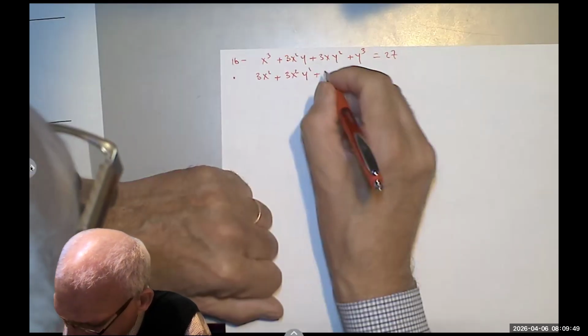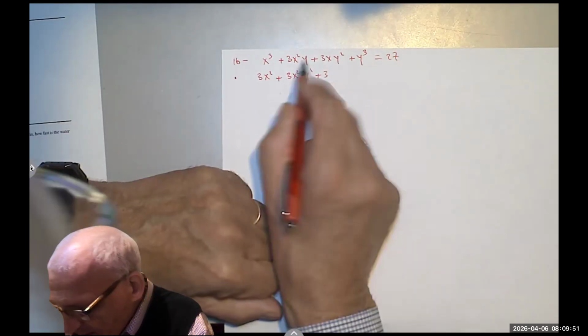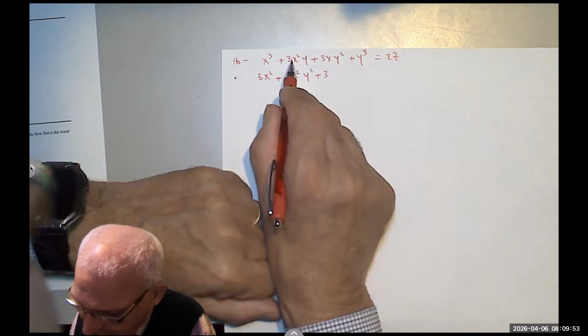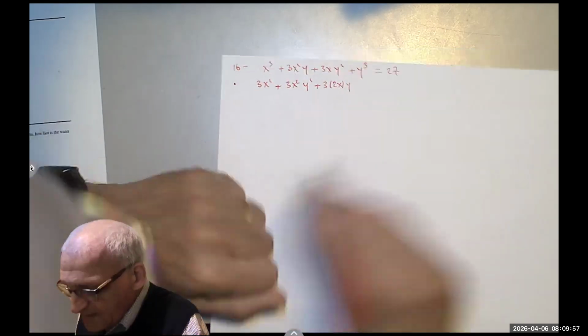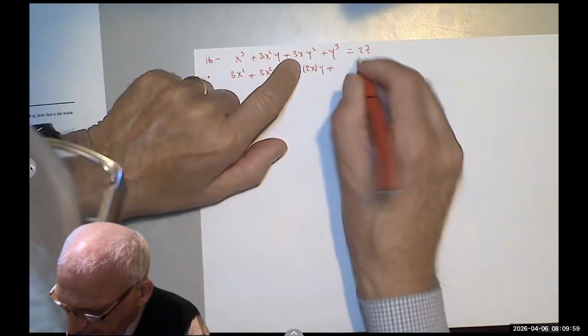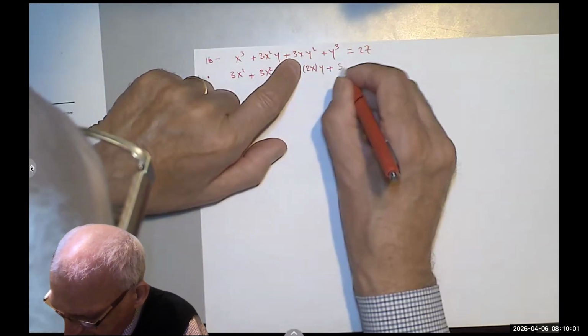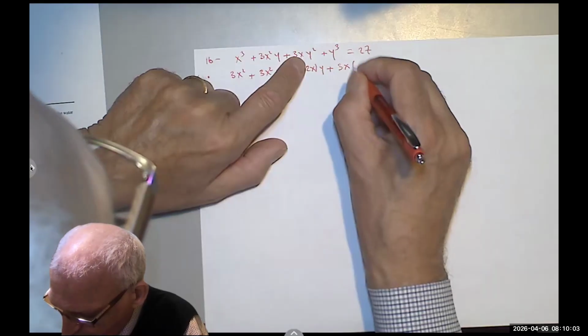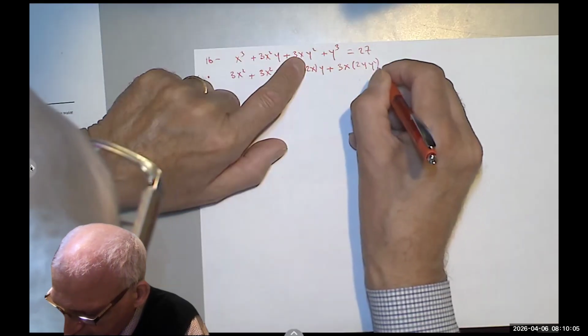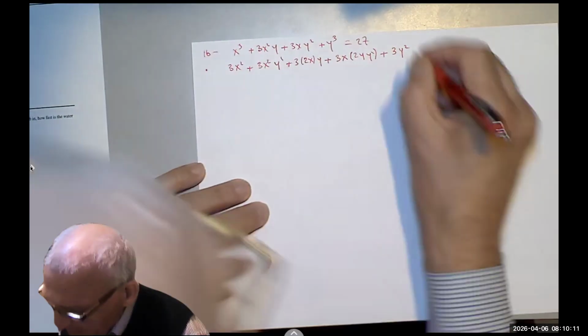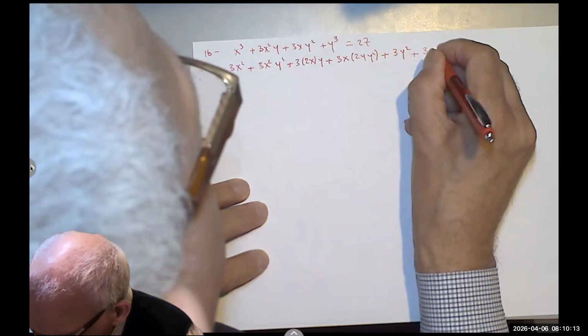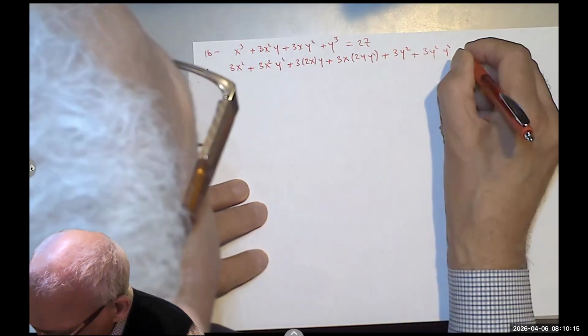Plus, the 3 is a constant, the second times the derivative of the first, which is 2xy. Same thing here, I have 3x times 2y y prime plus 3y squared, and the derivative of x is 1. Plus 3y squared y prime equals 0.